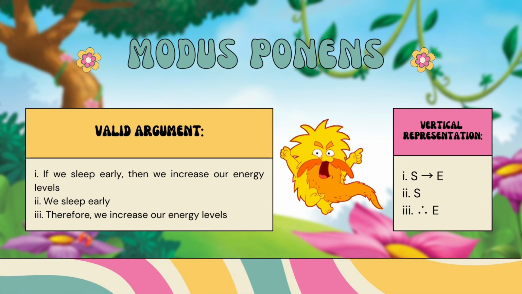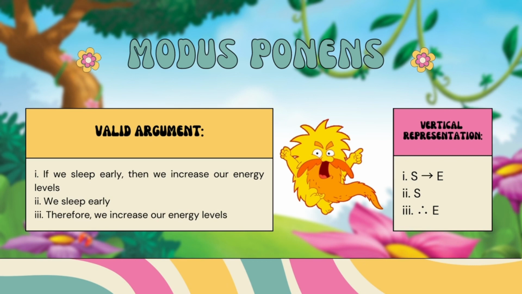Let us now represent arguments. Let us consider the following argument. First premise is, if we sleep early, then we increase our energy levels. Second premise is, we sleep early. Conclusion is, therefore, we increase our energy levels. Suppose we represent the premises by using the first letters of sleep and energy, namely, capital letters S and E respectively. And suppose we represent the conclusion indicator, therefore, with the logical convention of three dots.